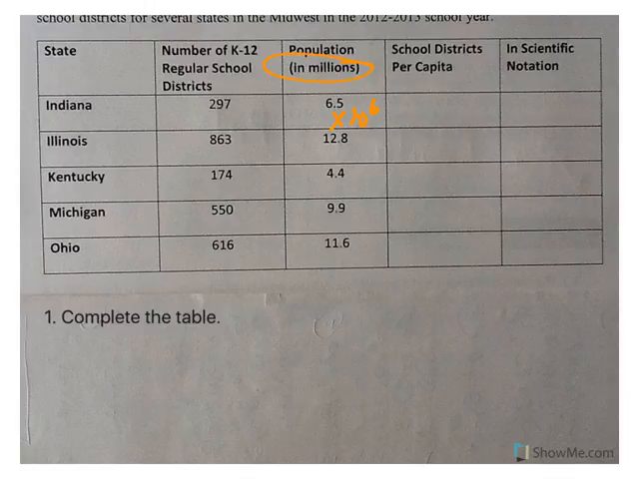Now, we're going to do Indiana together, and then I'm going to have you go through and finish the table. But first it says school districts per capita. So school districts is what's going to go. So we want school districts per capita. So for Indiana, we've got 297 divided by 6.5 times 10 to the 6th.